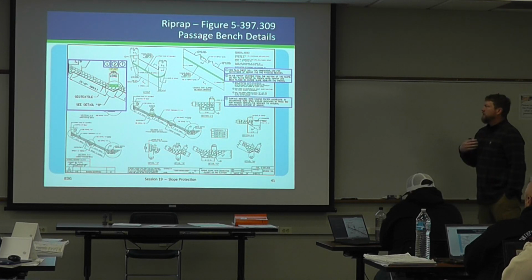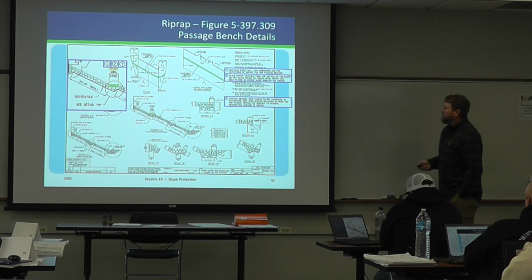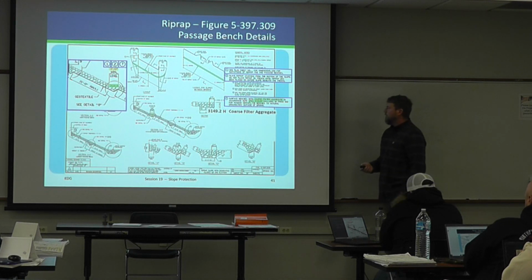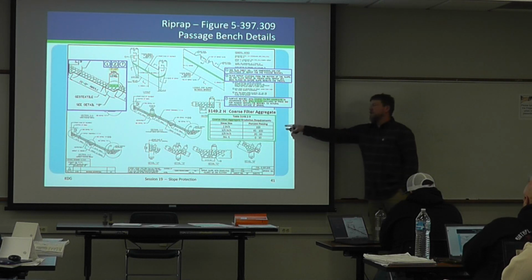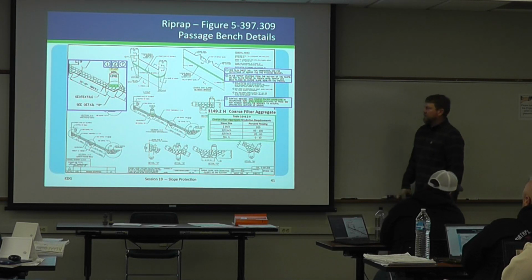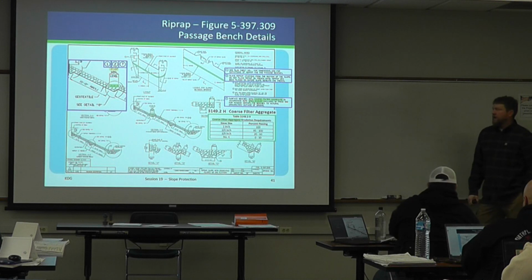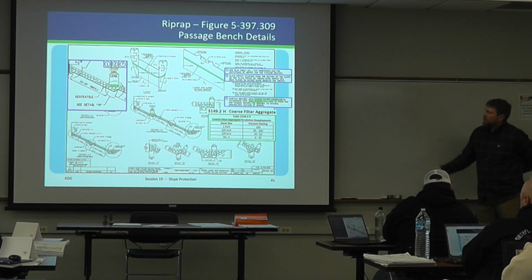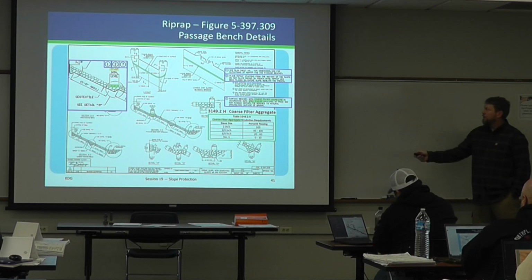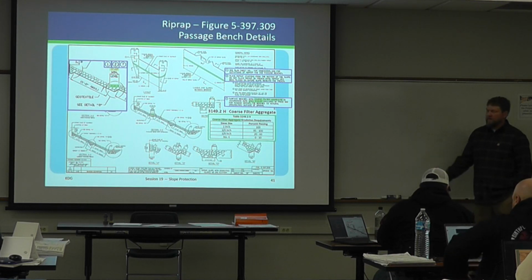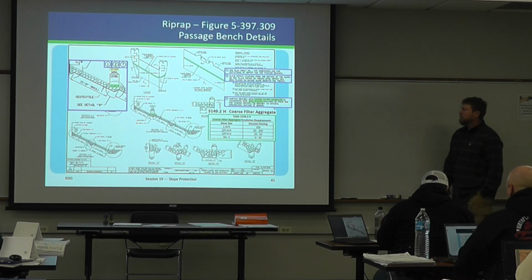And then the passage bench gets surfaced by a coarse filter aggregate. So it's in 3149, I won't expect you to remember that, but this is how it's graded. You can see everything's passing the 1 inch, so it's 3/4 inch, kind of just a rough gravel. Just enough to, if you've ever tried walking on riprap, I've got big feet, it's still tough for me. I can't imagine a deer trying to walk through it with their little hooves, not good. So the goal here is to fill that area so there's a decent walking surface.